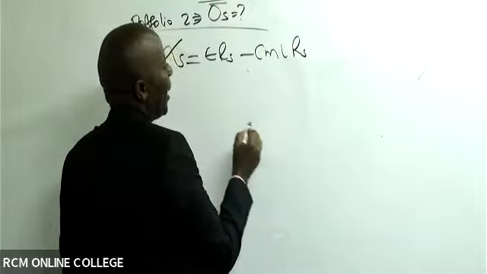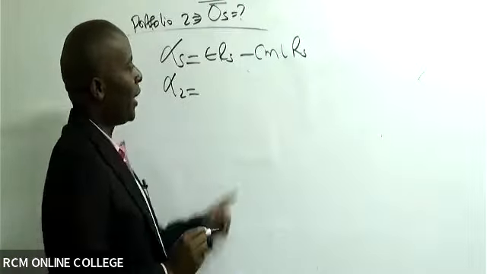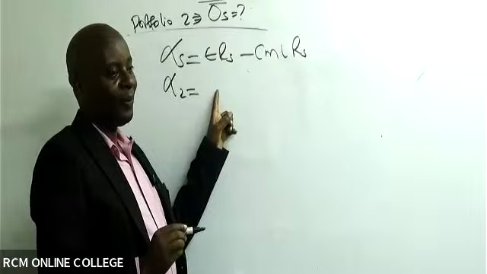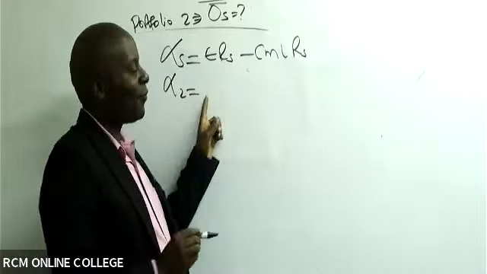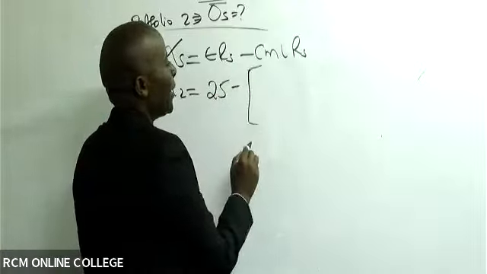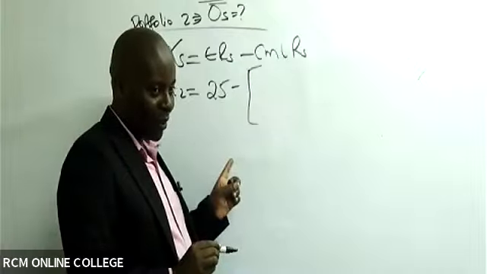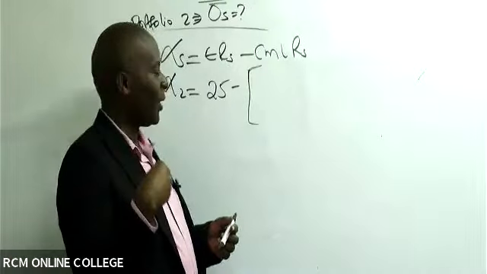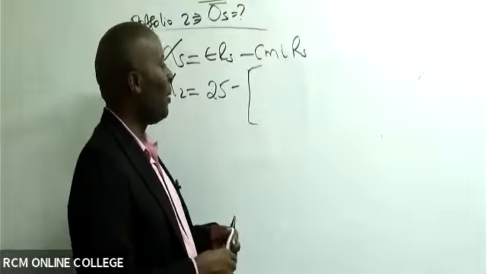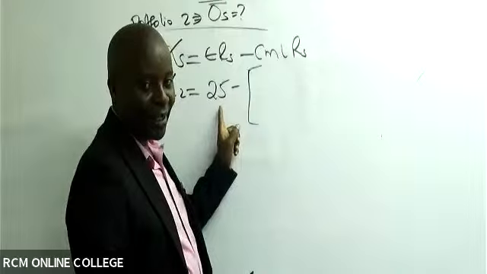I start doing the kazi. For portfolio 2, what is the expected return of S? 25. Minus big brackets. Do we remember the CML returns of this portfolio 2? 26, right? But you see tukichukua 26 kitakuwa inefficient. So we need something that will make this entire CML exactly 25.